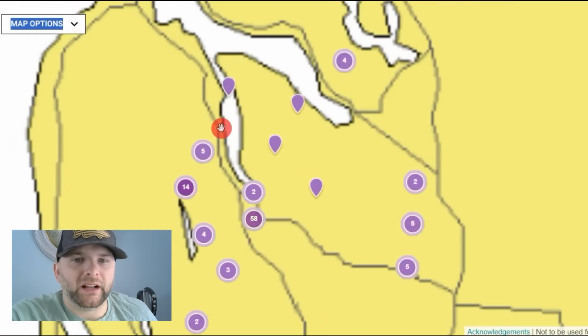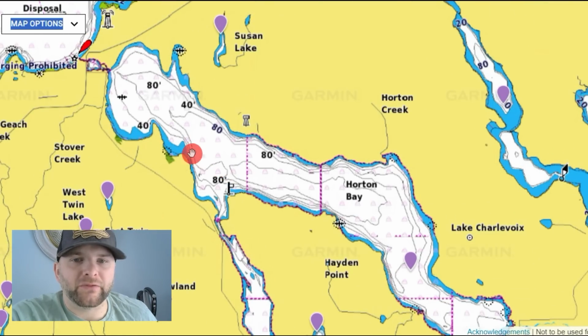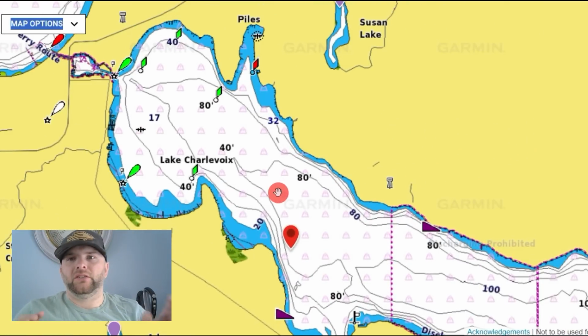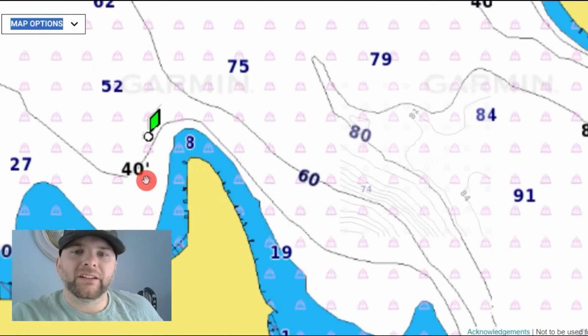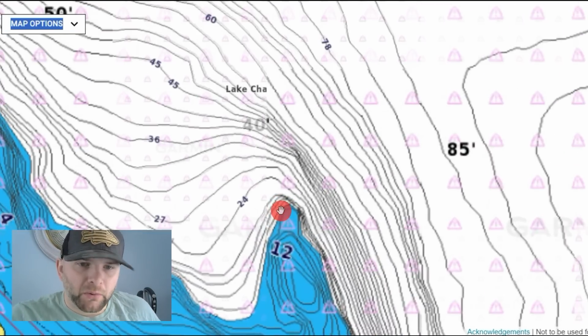For smallmouth as well, the rule of thumb is still the same as if you were ledge fishing. You're going to target the changes in the ledge, the area where those contour lines maybe start to spread out a little bit, or you're targeting the flatter areas, or you're targeting the steeper breaks.